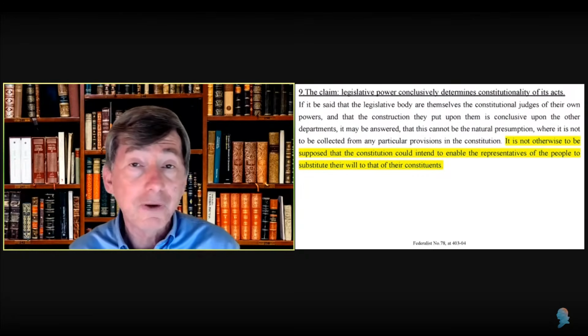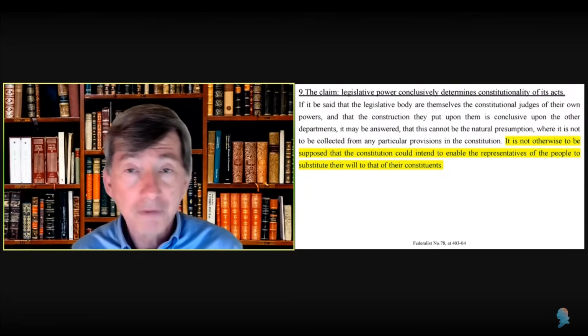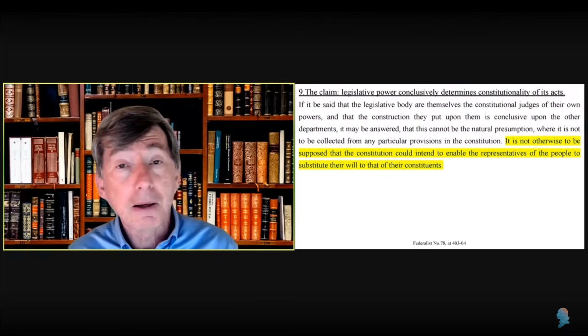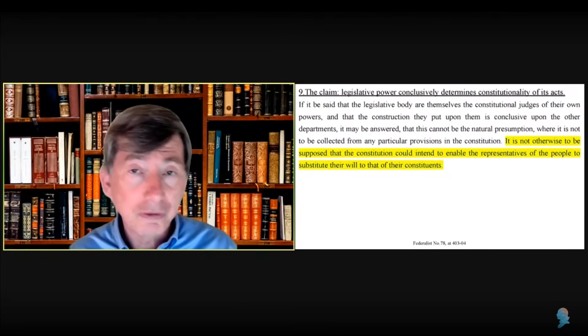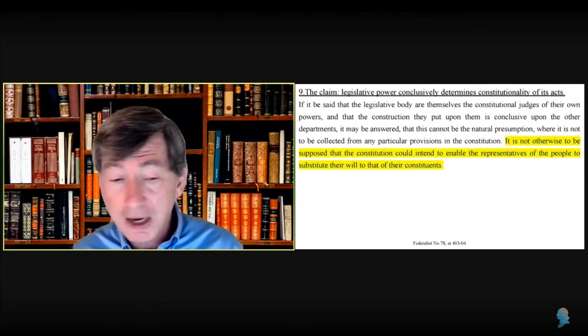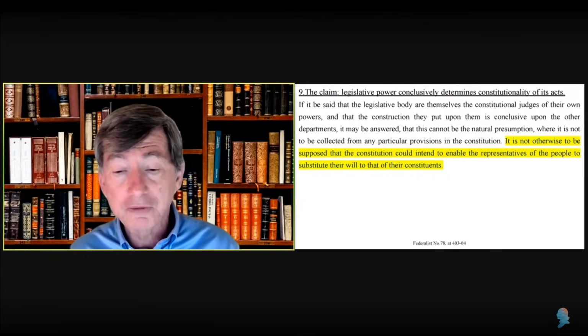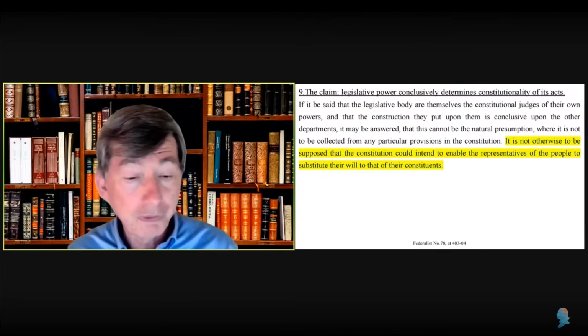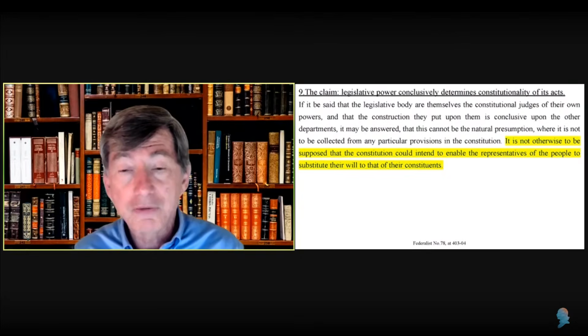The claim that legislative power conclusively determines the constitutionality of its acts. That is the case in France. That is their notion of separation of powers. And that under that, the parliament decides what's constitutional. Judges are not there for that. Judges are there to do the will of the legislature. It is not otherwise to be supposed that the Constitution could intend to enable the representatives of the people to substitute their will to that of their constituents.